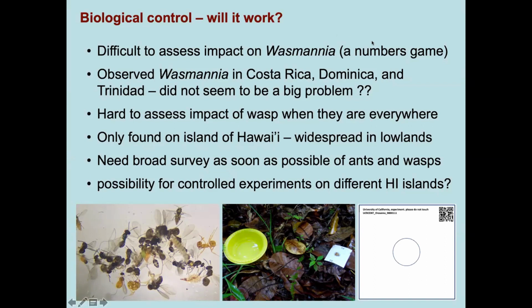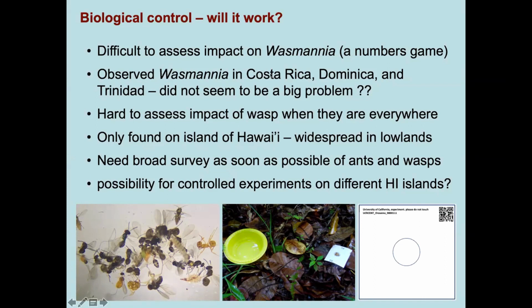But also, when I talk about a numbers game, trying to get parasitism rates on wild collections of Wasmannia brood is something that I don't consider to be an easy problem. And I'm a systematist, not an ecologist. I want to emphasize that. So all of my ecological experiments are pretty rudimentary.